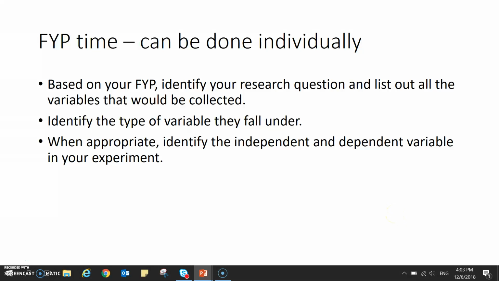Now, let us use your FYP project as an example. Based on your FYP, identify your research question and list out all the variables that would be collected. Identify the type of variables that they fall under, whether they are nominal, discrete, ordinal, or continuous. And, if appropriate, identify the independent and dependent variable in your experiment. If you are not sure, you can look for your supervisor for your FYP project, as well as bring it to class for discussion.